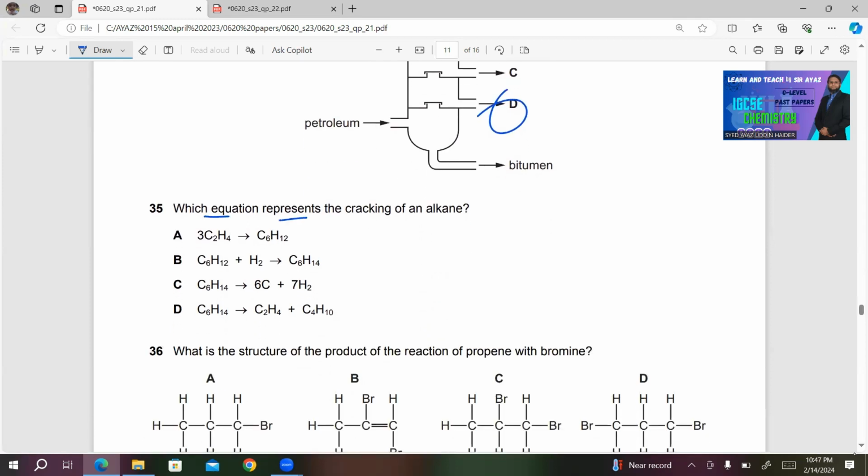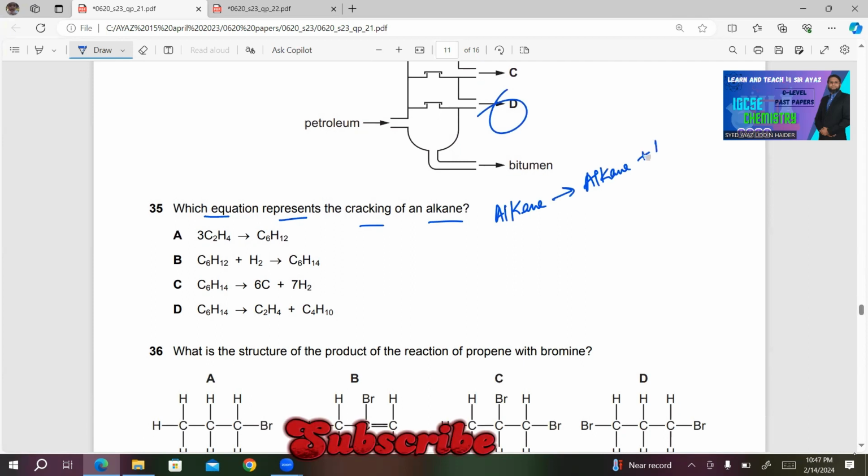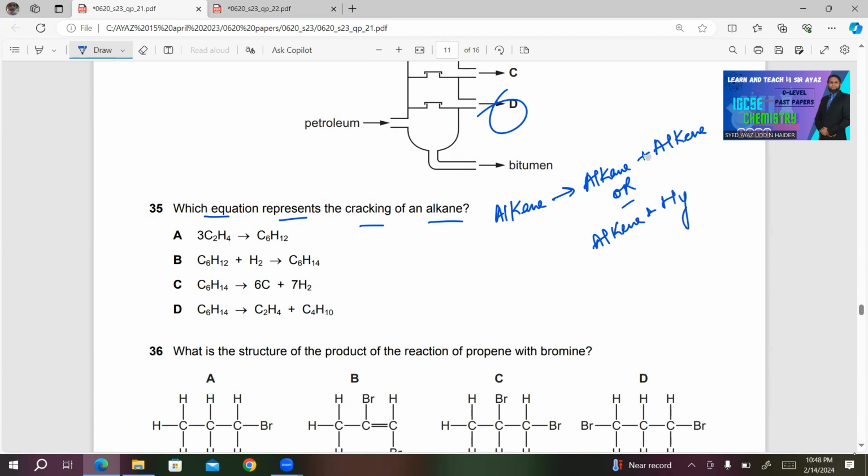35. Which equation represents the cracking of an alkane? Whenever you crack an alkane, you will either get a smaller alkane plus alkene, or alkene plus hydrogen gas.